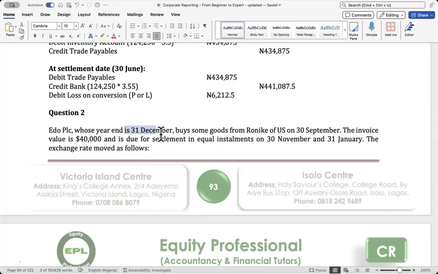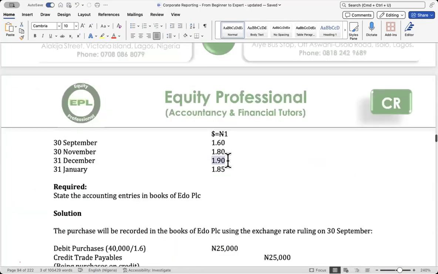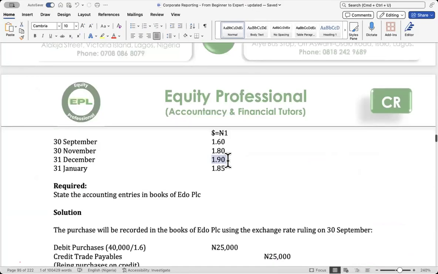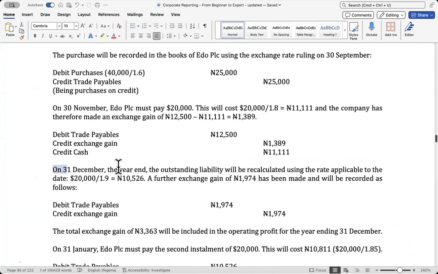So at the year end, that remaining half, we need to translate it. We need to reposition it. We need to know how much it is. And the rule I told you is that you translate it at the closing rate. So that $20,000, we translate it at 1.9. So as at December, that 20,000 that we are owing, translated to Naira, is just 10,526.